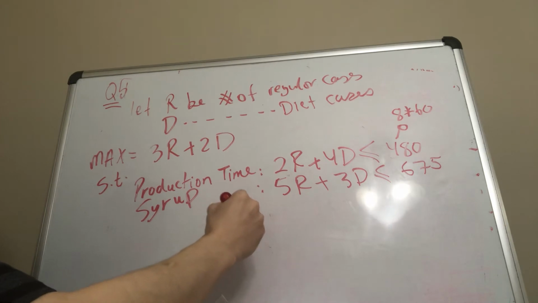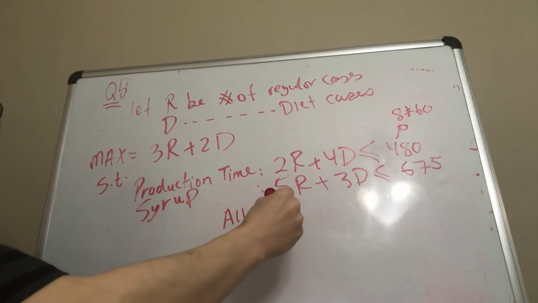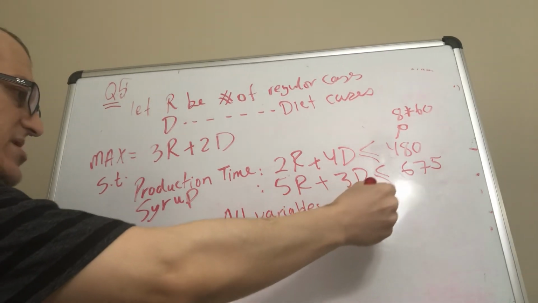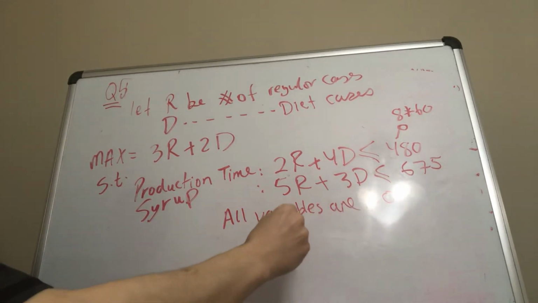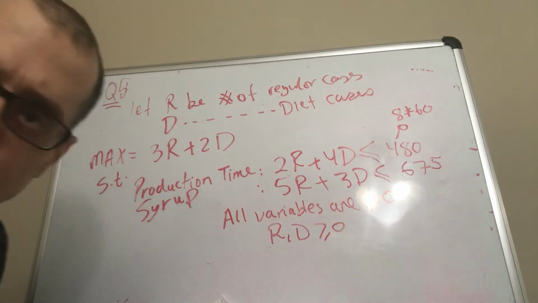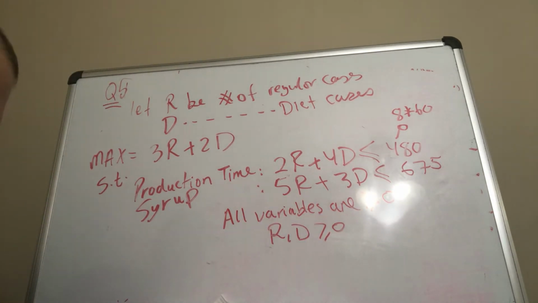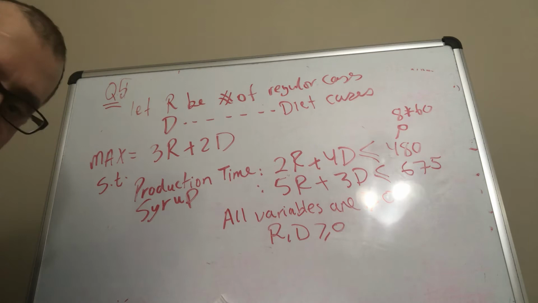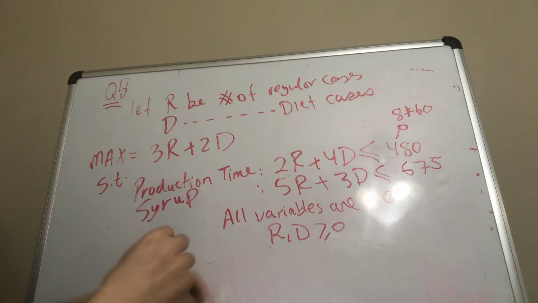But you have to put this: all variables are greater than or equal to 0. Or you just say R, comma, D greater than or equal to 0. You have to do this at the end of any LP model. So this is the answer for number 5. There is also a last question, question number 6.